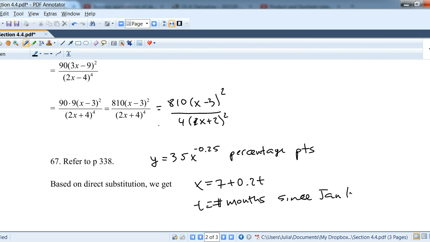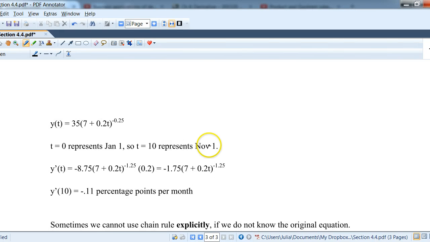Okay, so use direct substitution to express the percentage y as a function of time t. Do not simplify the expression, which is helpful, and then use the chain rule to estimate how fast the percentage she spends on food is changing on November 1. Be sure to specify the units. So what do we have going on here? If we have direct substitution, notice how we can plug in this expression for x, so that's fairly simple. And we know that t equals 0 represents January 1.